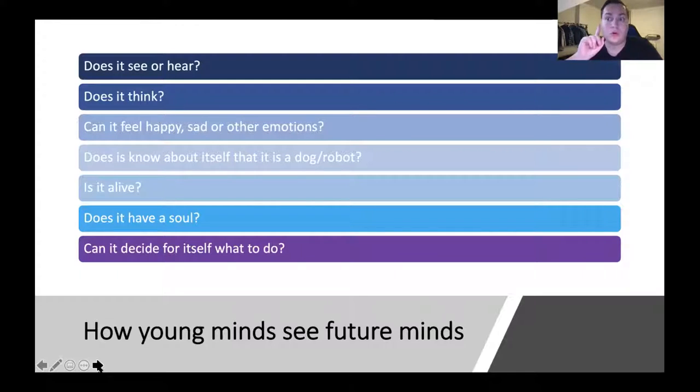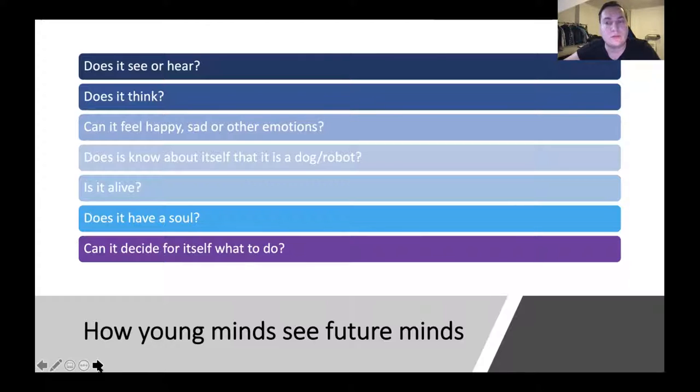So what were the questions? There were six questions on every being: human, dog, robot one, and robot two. First question was about perception. Does it see or hear? Second question was about thinking. Does it think? Number three was, can it feel happy, sad, or other emotion?